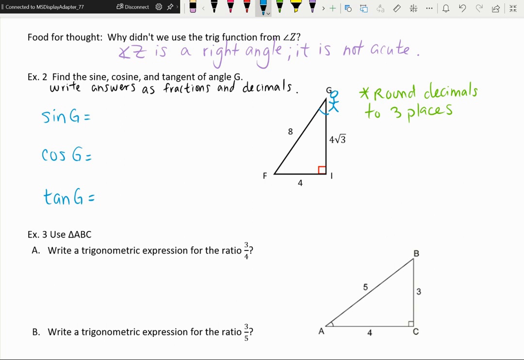Good. Hypotenuse is in the right spot. Keep going. I asked you to name the hypotenuse, the adjacent, and the opposite in this triangle. I asked you to name the opposite, the adjacent, and the hypotenuse in this triangle. Got that.